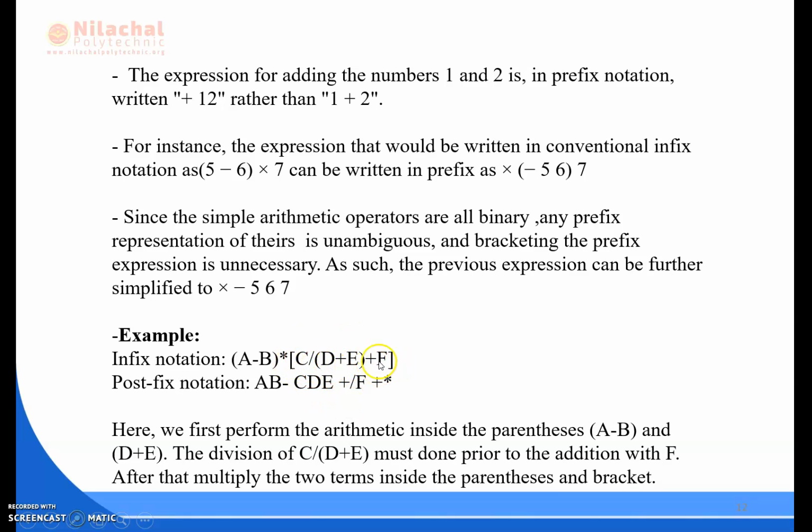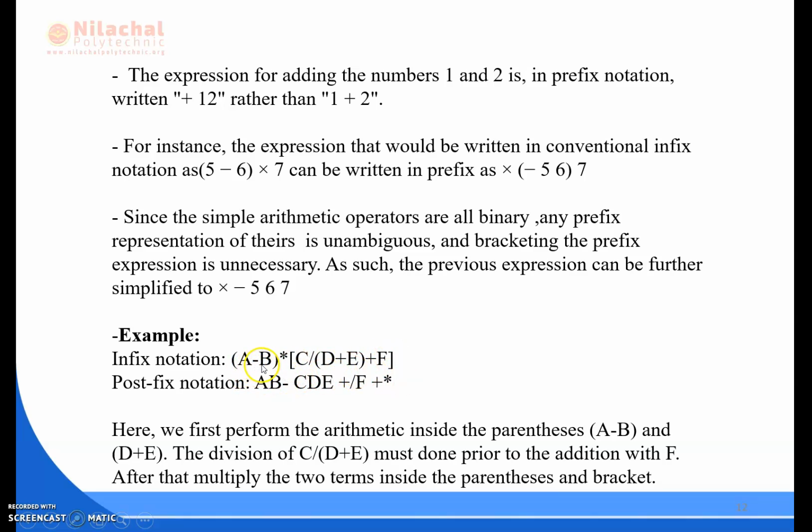Next we have the plus sign and F. So this part is one operand, that is C D E plus division is one operand. Then we have the operator plus, then we have the operand F. So what do we have to write? We have to write operand 1, then operand 2, then the operator sign. So operand 1 is C D E plus division, operand 2 is F, and the operator sign is plus here. So this bracket is already solved.